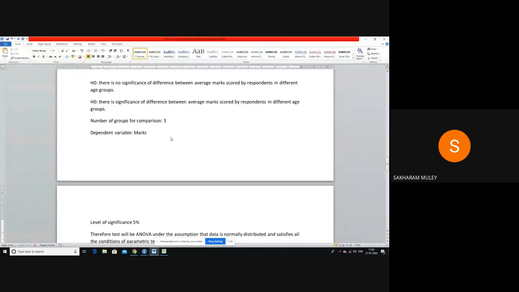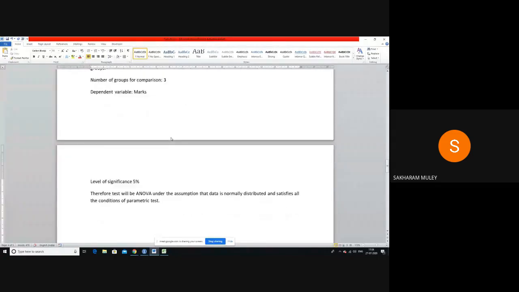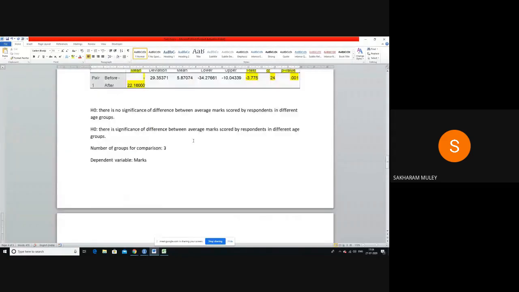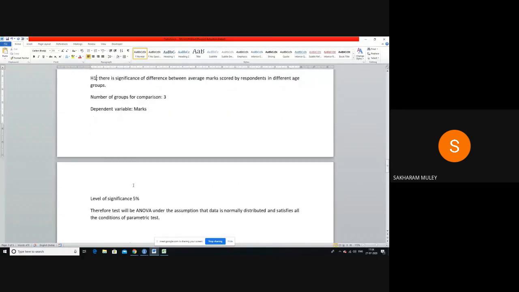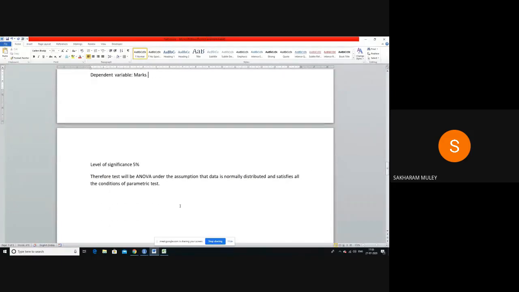Right. So this is how we write. This is my null hypothesis and this is the alternate hypothesis, which we denote by H1. Number of groups for comparison: 3 groups. The dependent variable is marks, so it is scale in nature. The level of significance is 5%. Therefore the test will be ANOVA, under the assumption that data is normally distributed and satisfies all the conditions of a parametric test.